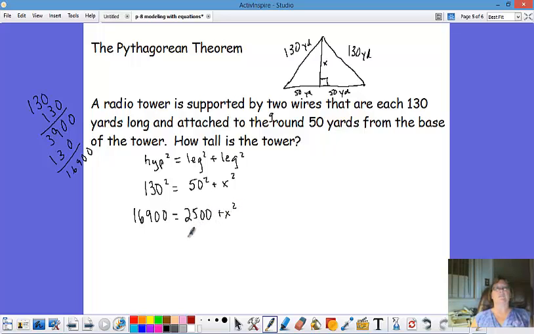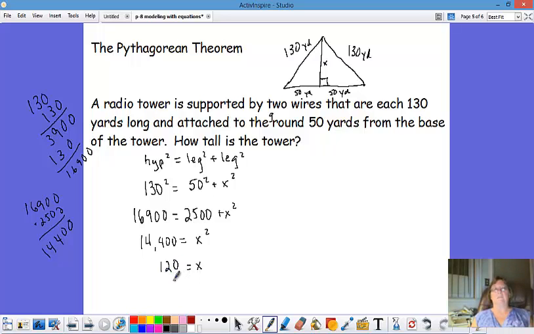We're going to subtract our 2,500 from 16,900. 14,400 is the same thing as x squared, and to find x we take the square root, and I just have a sneaking suspicion that you know this one. I believe we've got a 12 with a 0 after it. Now you can check me on the calculator, but I believe that you will find this to be true.